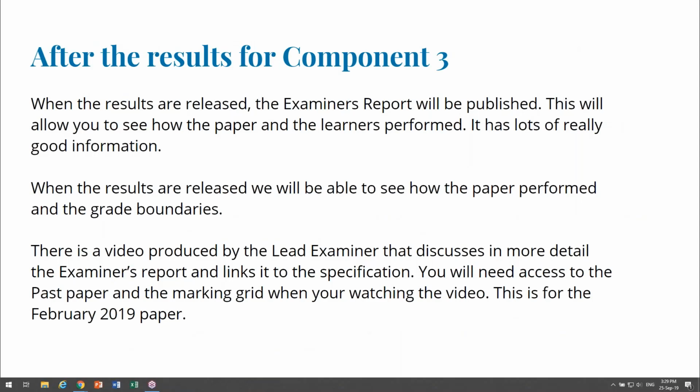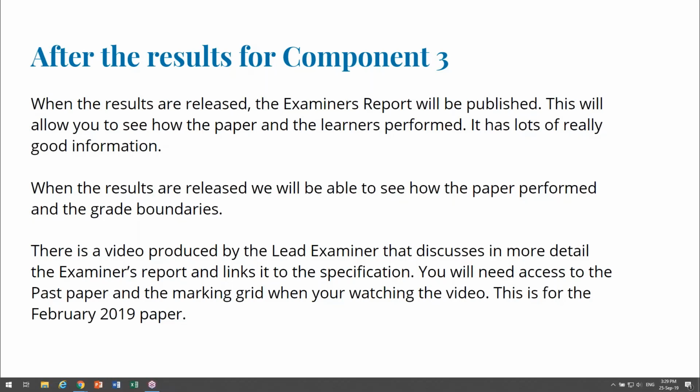Okay, so after students have sat component 3, we get an examiner's report. That's really, really valuable information. It will let you see how the paper has performed and how the learners have performed. It'll give some tips on what learners are missing.